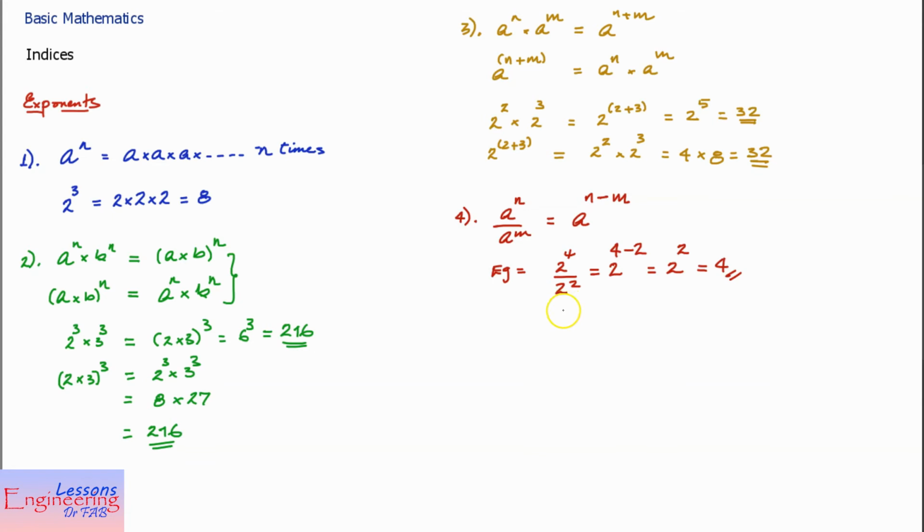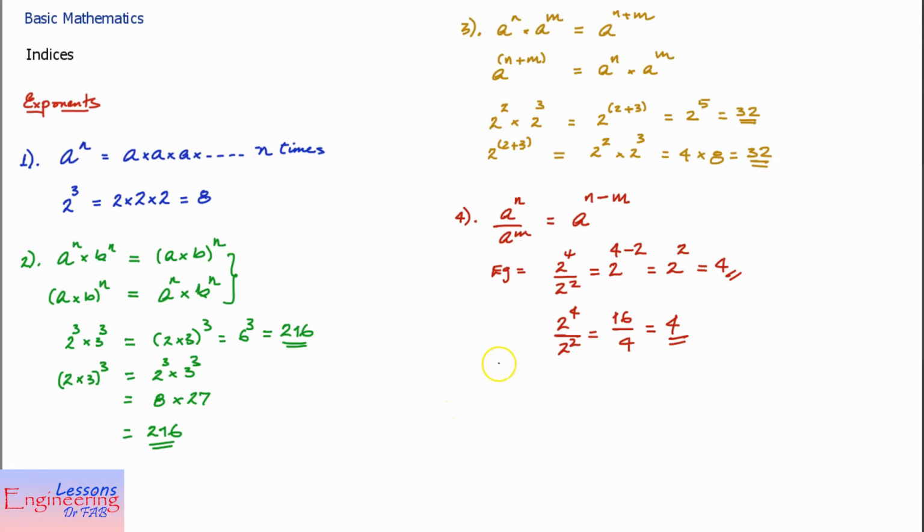We could have gone directly by calculating this, which is 2 raised to 4 over 2 raised to 2. So in this case, 2 raised to 4 is 16, divided by 2 raised to 2 is 4, and of course 16 divided by 4 is 4. Okay, so we still have similar results.